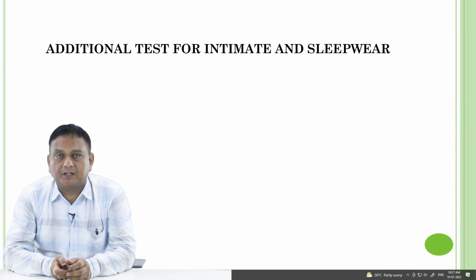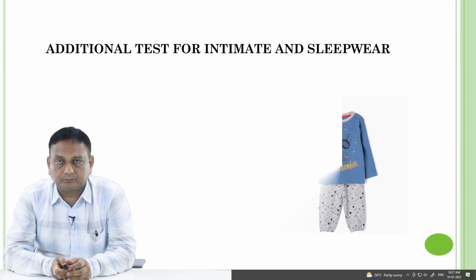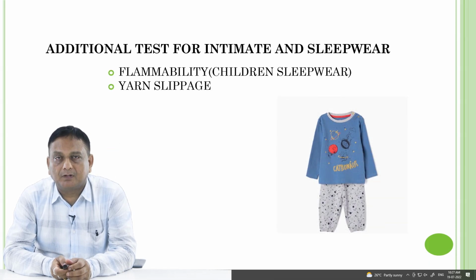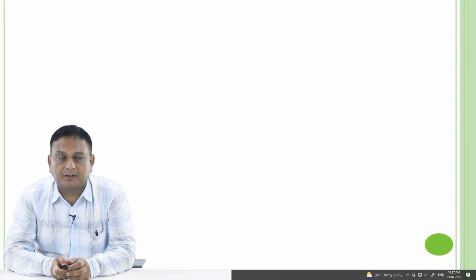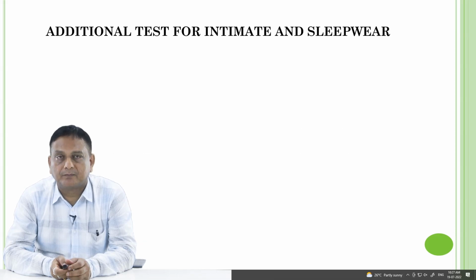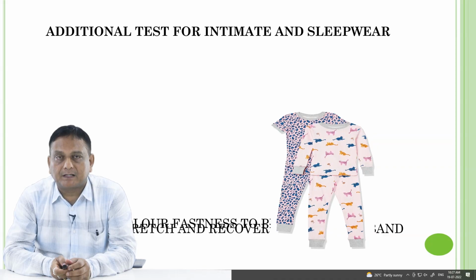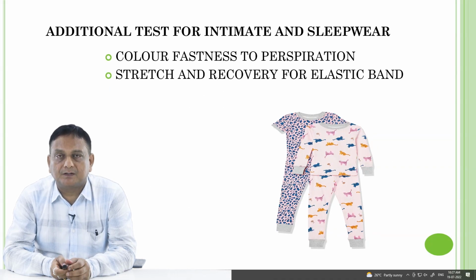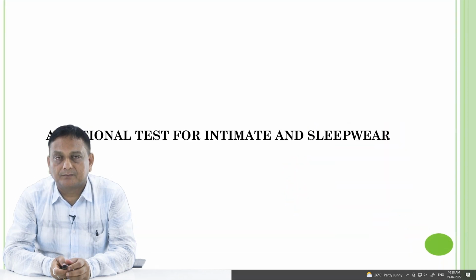Now let us come to the additional tests for intimate and sleepwear. So this is one of the figures of sleepwear. Here flammability testing is very important. Children's sleepwear flammability testing, and yarn slippage also plays an important role for intimate and sleepwear properties. So what are the additional tests for intimate and sleepwear? So this is also one of the examples. Colorfastness to perspiration is very important. Stretch and recovery properties for the elastic band which is used there is also very important for intimate and sleepwear garments.